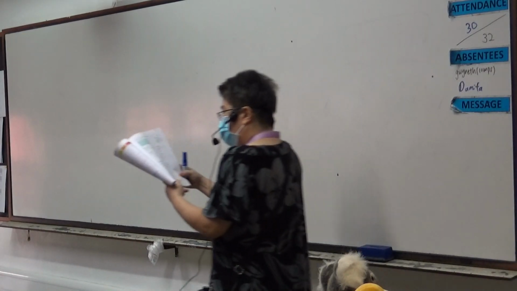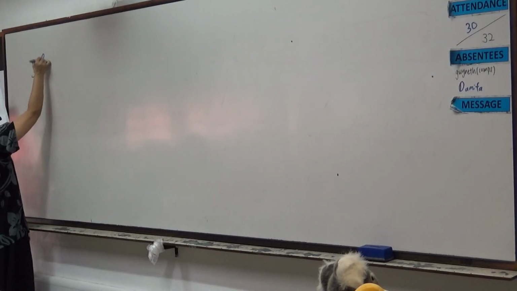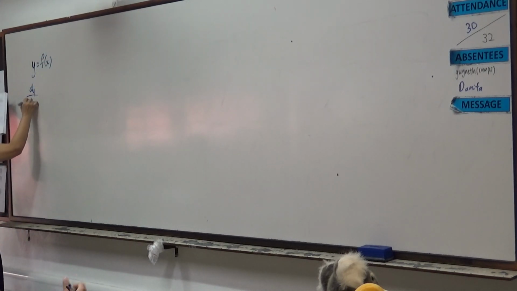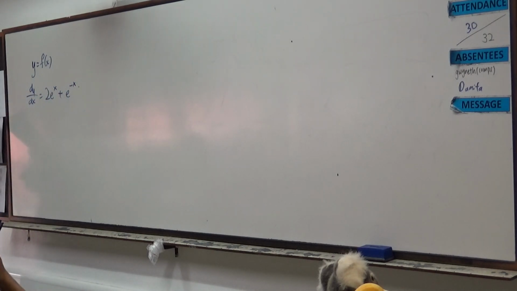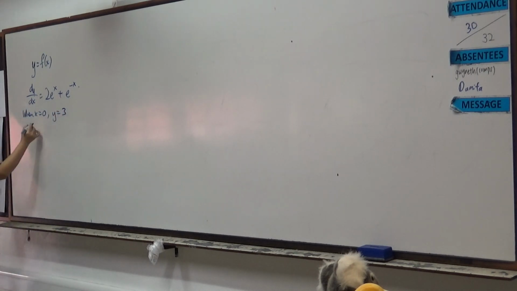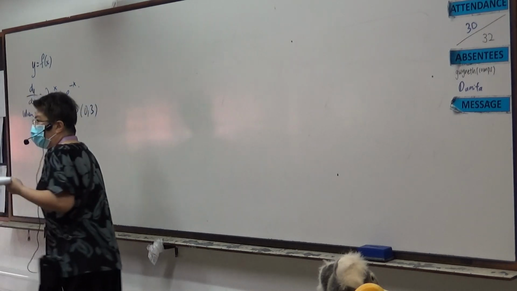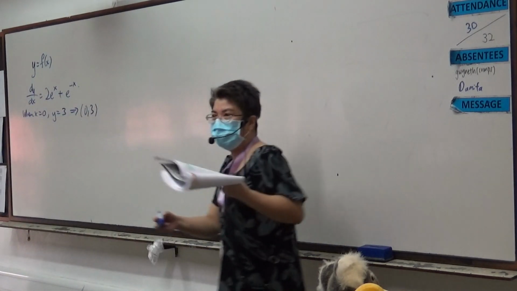The gradient of a curve y equals f(x). That means I have a curve y equals f(x) at any point (x, y) is given by dy/dx equals to this. Okay, that means the gradient function is this. Given that when x is 0, y is 3. That means this curve actually passes through the point (0, 3), you know. Can you see what I'm talking about here? Okay? Find the equation of the curve.